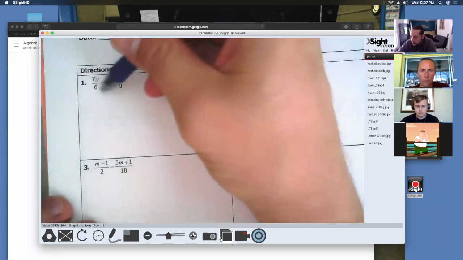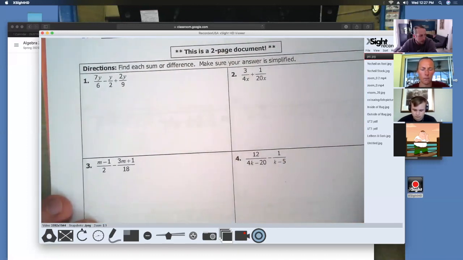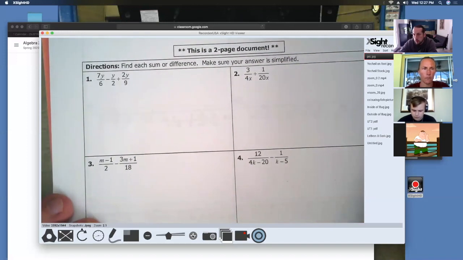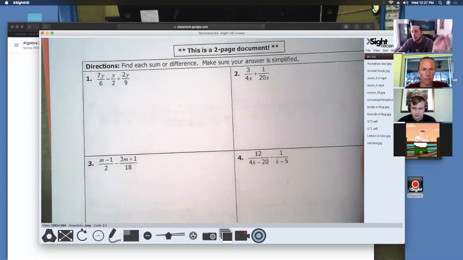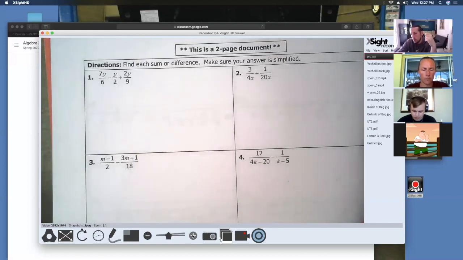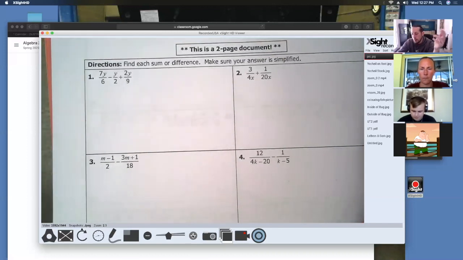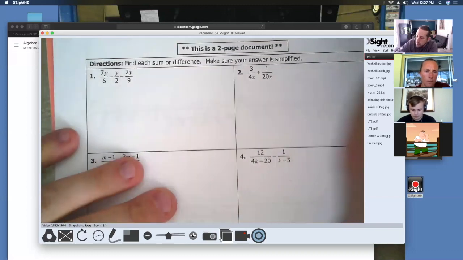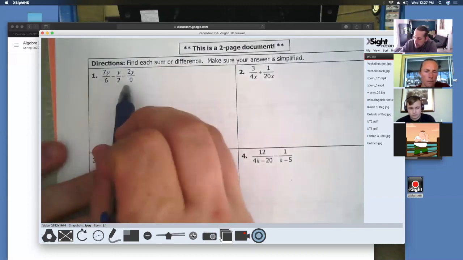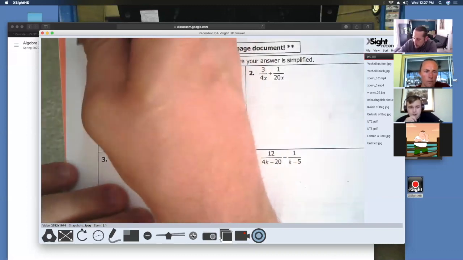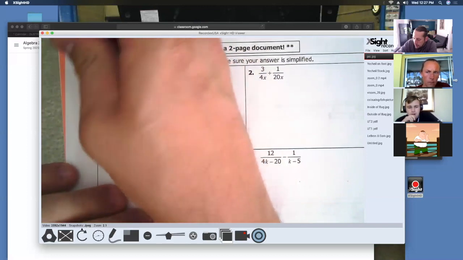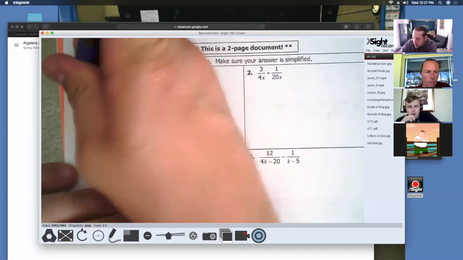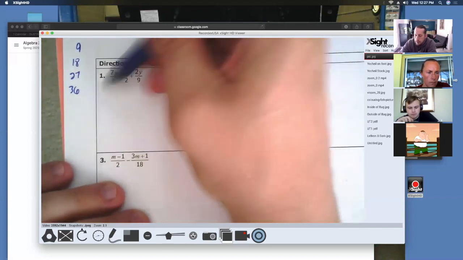Okay, so 6, 12, and 9, what's my lowest common denominator, or my least common multiple? 3? No, that all of them go into. So what number can you divide by 6, divide by 2, and divide by 9? The easiest way to do this is to take the biggest number, so take 9, and just do your multiples of 9. So we have 9, 18, 27, 36, and find the smallest one that 2 and 6 also go into.